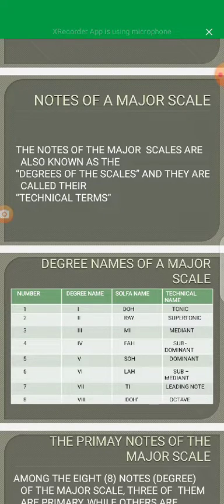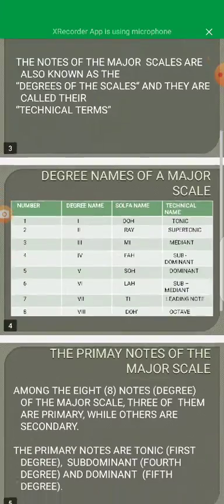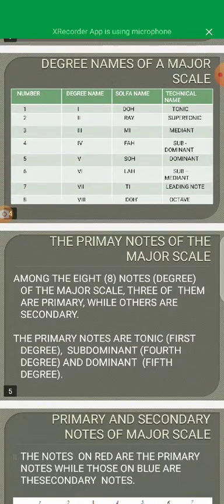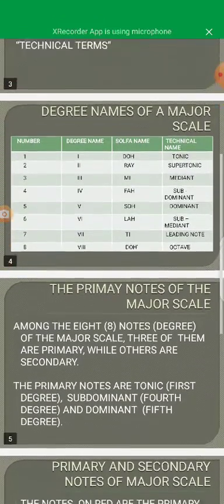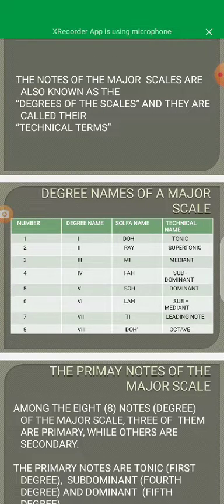Okay, so we're told that the notes of a major scale are also known as the degrees of the major scale, and they are called their technical terms too. So let's go to the next slide. It's going to help us to understand what we're talking about. Degree names of a major scale.